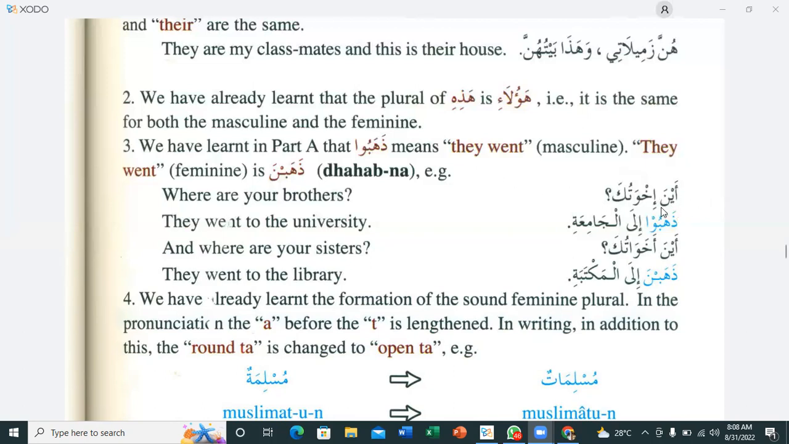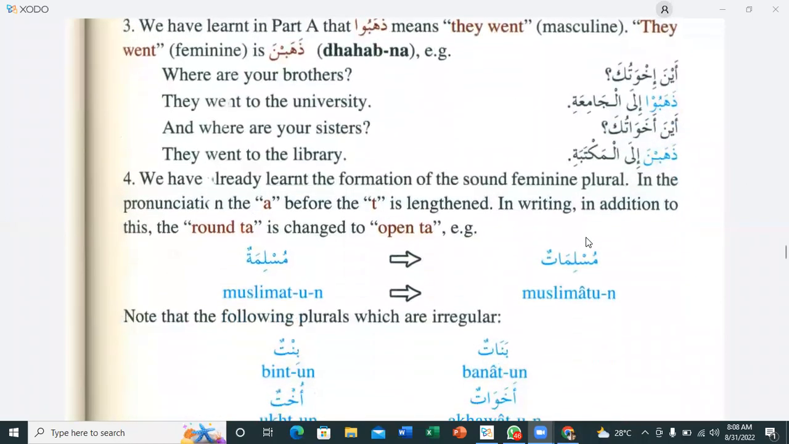Like if we say aina ikhwatuka, that means where are your brothers? So the answer is zahabu ilal jamia, they went to the university. And if we say aina akhawatuka, where are your sisters? So the answer is zahabna ilal maktabati, they went to the library.